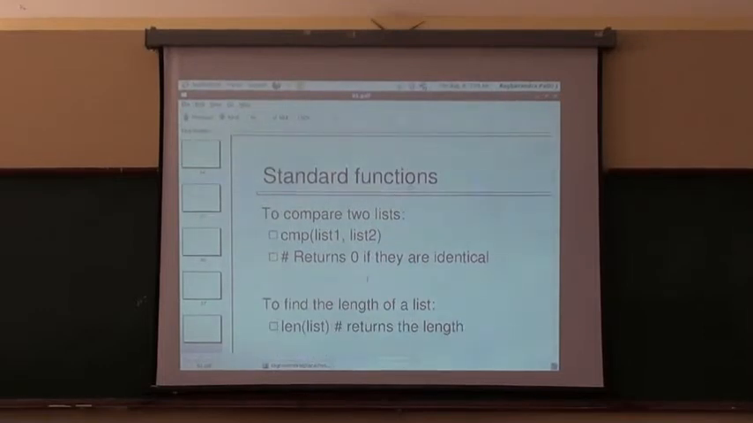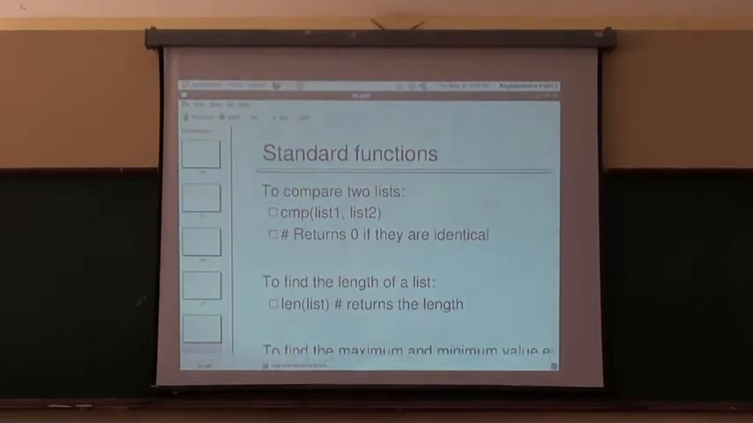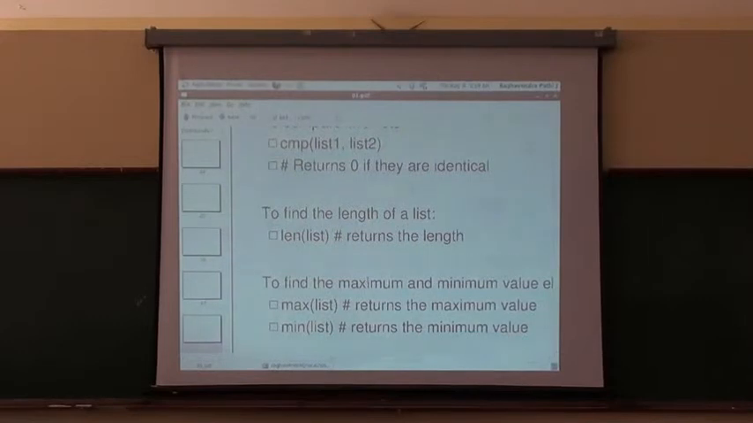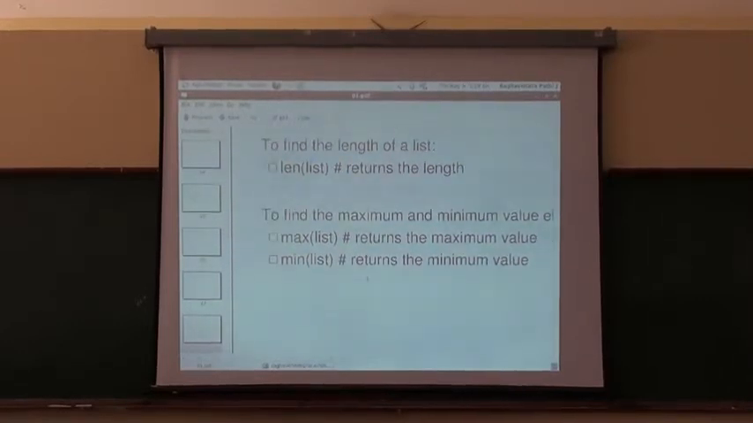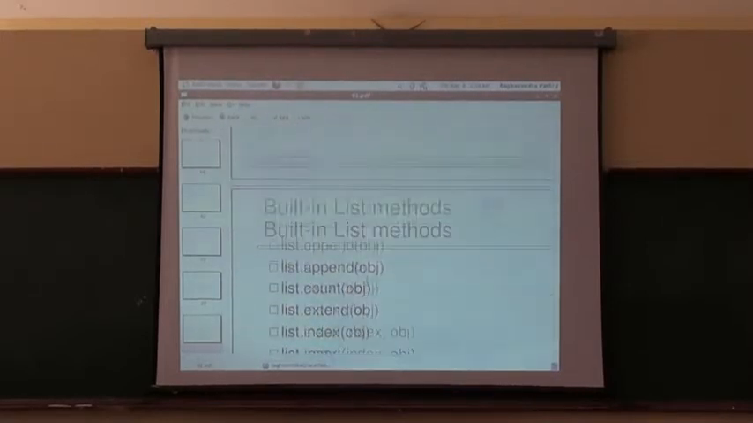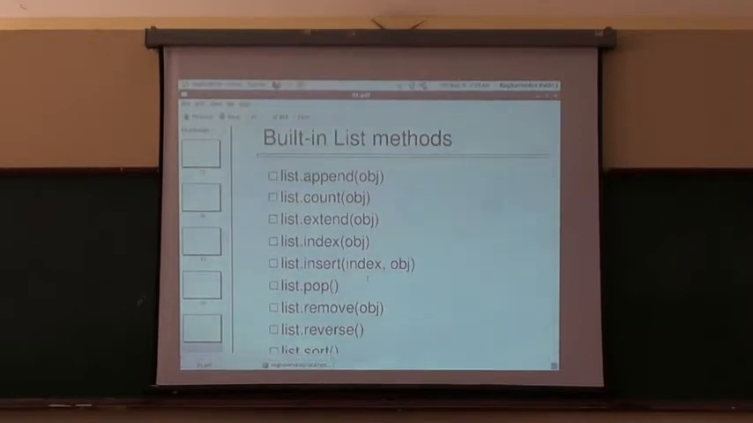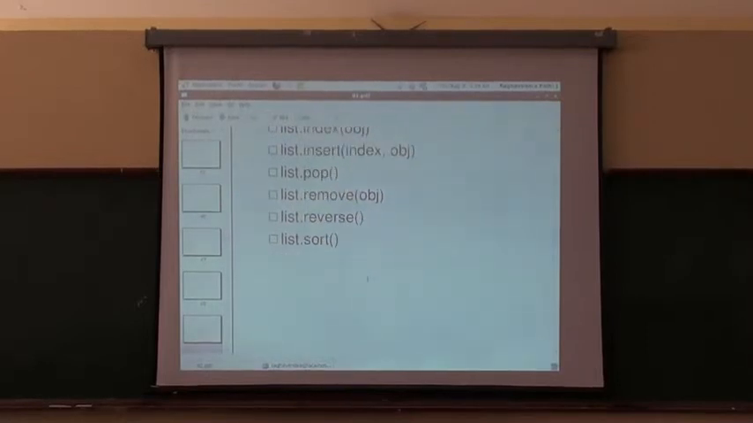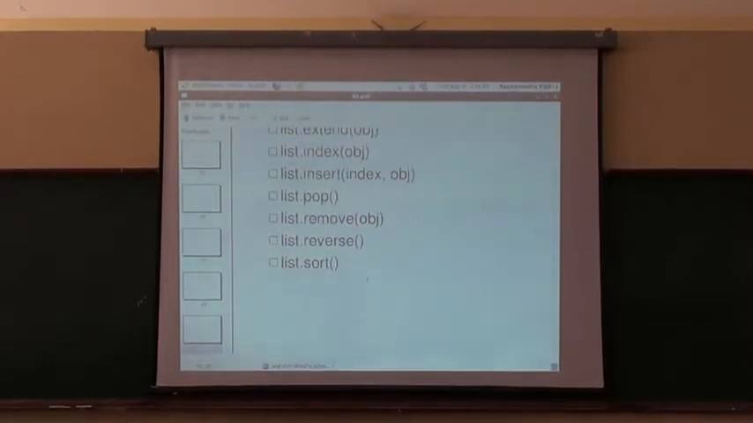You could use functions like compare to compare two lists. We already know the length of a list is found with len, and there are max and min. These utility functions are already available for you to find the maximum number and minimum number. You don't have to worry about binary search or linear search to figure out which is max or which is min. Then the list methods: append, count, extend, index, insert, pop, remove, reverse, sort. A lot of methods, so I need you to practice all of these and understand their behavior.